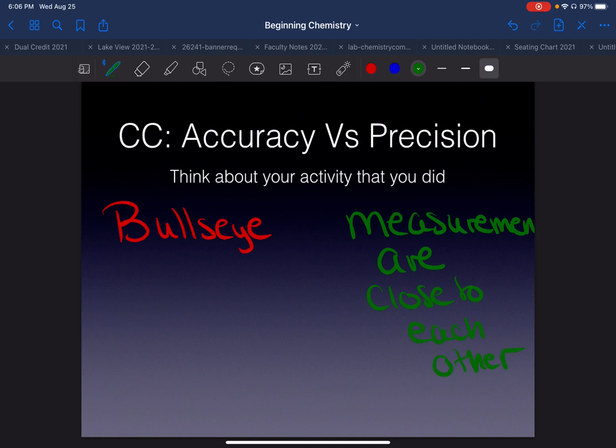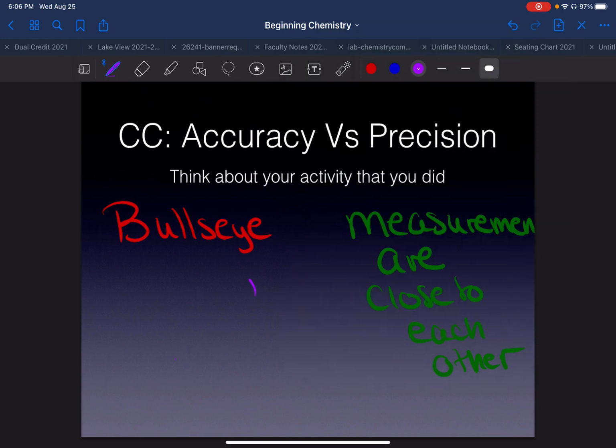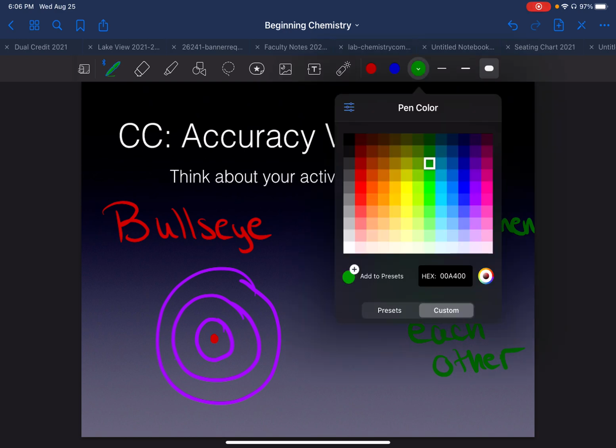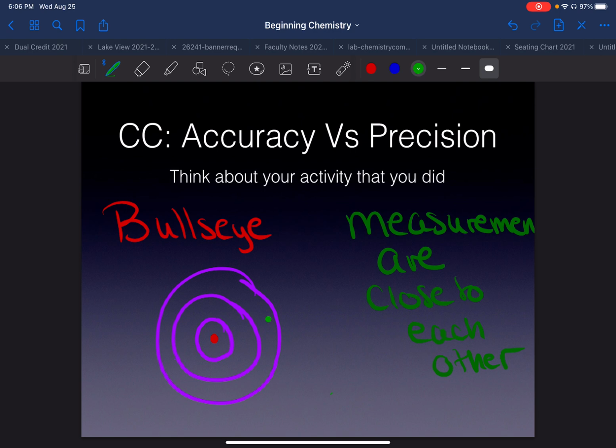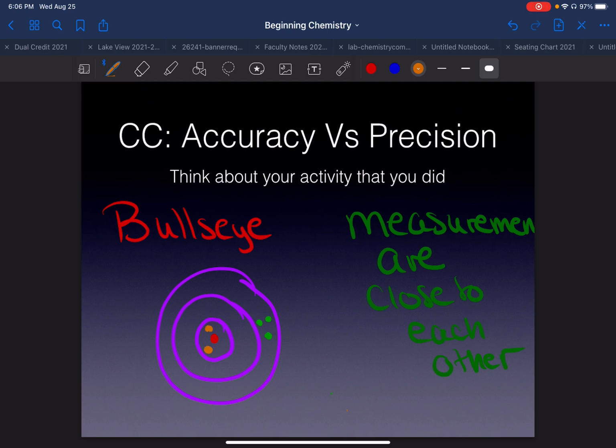The other thing that I like to mention to students, it seems to help, is if you're playing darts and you hit right on the bullseye, you're accurate. And then if I'm over here and I keep hitting right here in this area, that's precision. There's another scenario where I'm both. I can hit around bullseye and be accurate and precise.